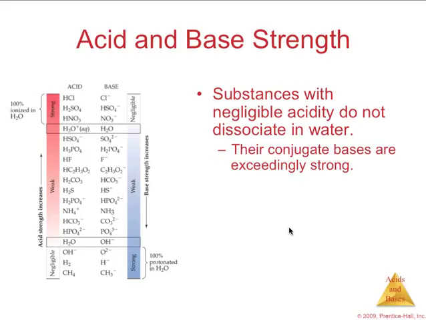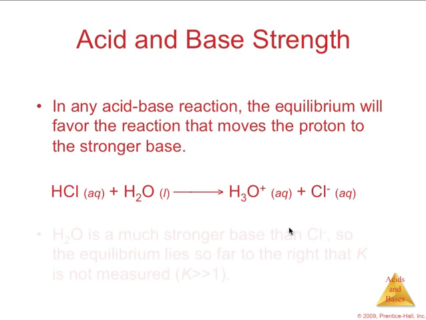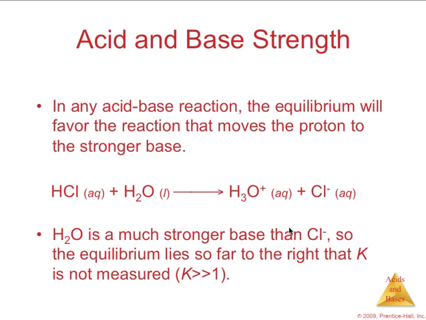So if I have a strong acid, it really doesn't set up an equilibrium. Theoretically, there is a little one, but it fully dissociates, fully ionizes. And the same with strong bases. So if I have a strong base that fully dissociates, its conjugate acid is going to be really weak. Thing to remember, in any acid-base reaction, we're going to have to say which way the equilibrium goes. And a rule of thumb, I guess just a definition, for any acid-base reaction, the equilibrium is going to favor the reaction that moves the proton to the stronger base.